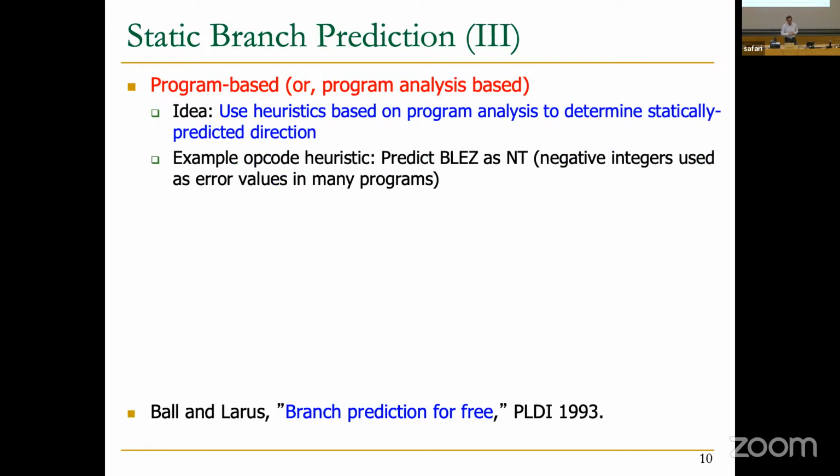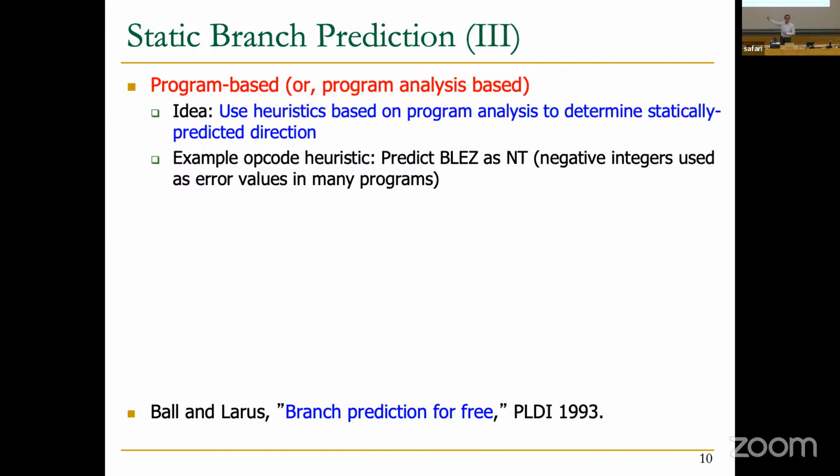For example, if you have a branch less than or equal to 0, these folks say that you should predict that branch not taken, because usually these branches compare an integer value to 0, and negative integers are usually used as error values in programs, and usually those branches are not taken. Of course, it's a heuristic. It doesn't always work, but that's what these folks found out by analyzing the program.